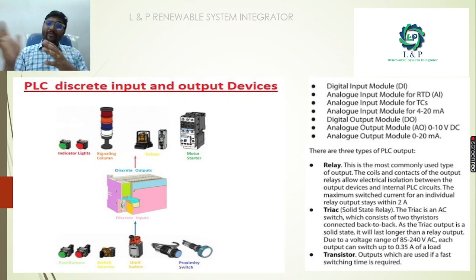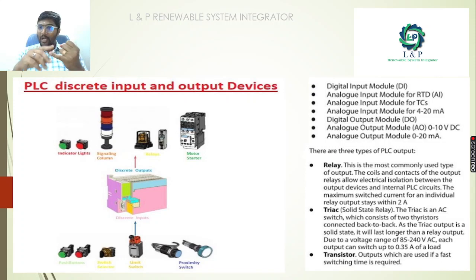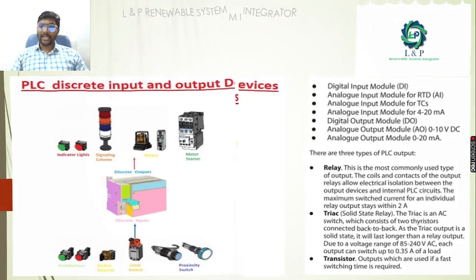Apart from it, there are three different types of PLC output. It can be a relay, it can be through triac, or it can be through transistors. Most importantly, apart from digital input and output, we also have modules for analog input, which will be operated with RTD, analog input module for TC, analog input module for 4 to 20 milliamps, analog output module for 0 to 10 volt, and analog output module for 0 to 20 milliamps.